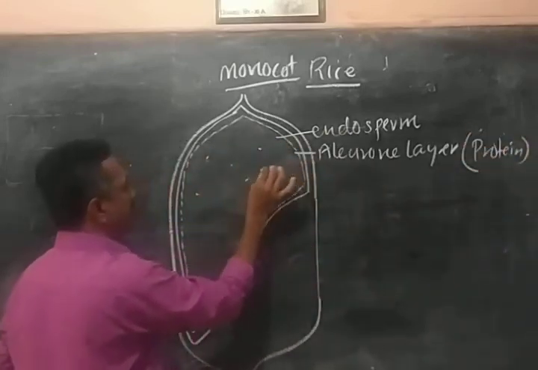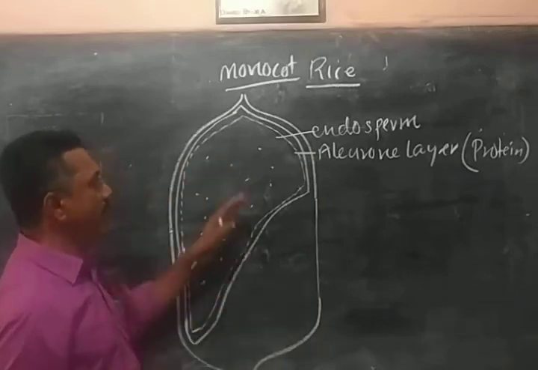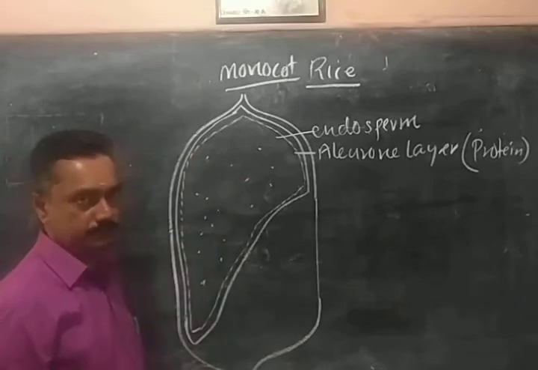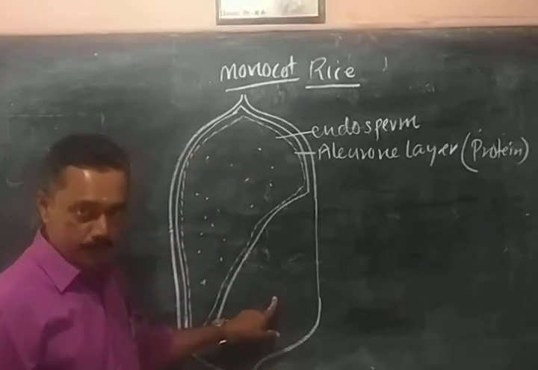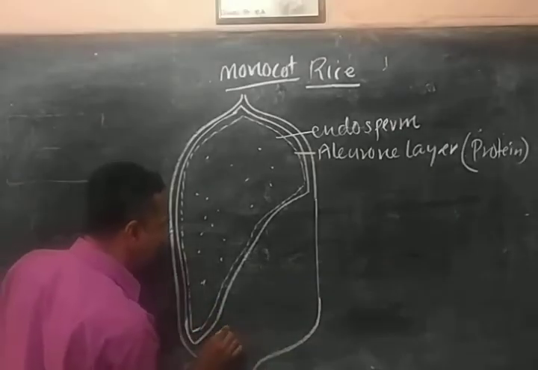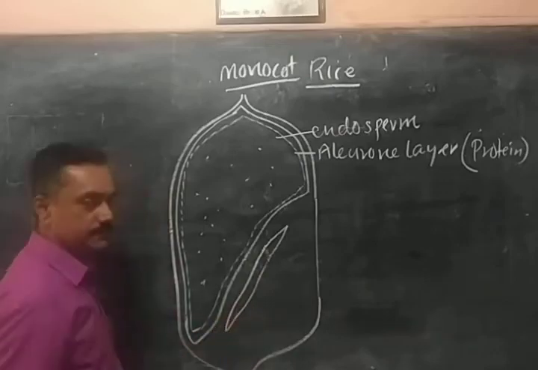Endosperm contains food material. So 80% of the seed is occupied by the endosperm. And at the corner there is the embryo, a very small embryo. And as you know, there is an embryonal axis.